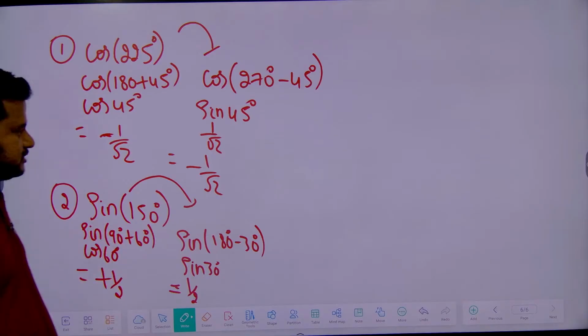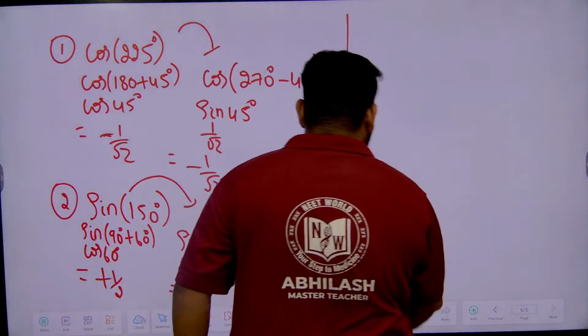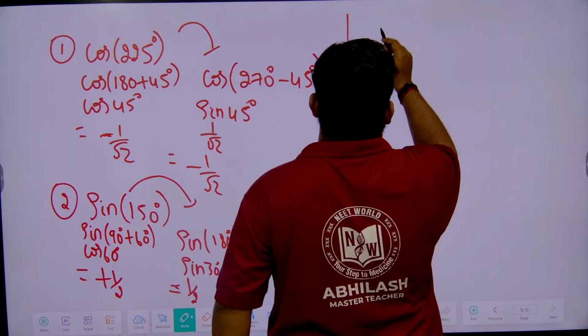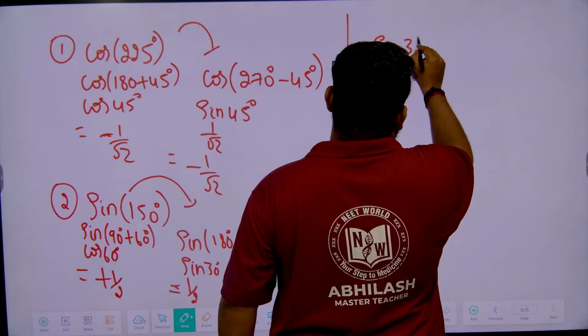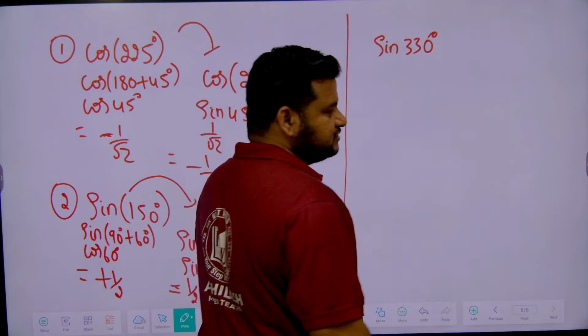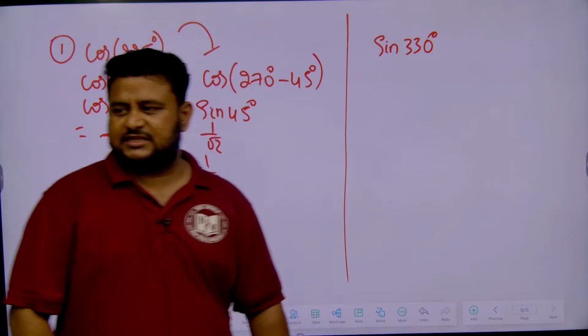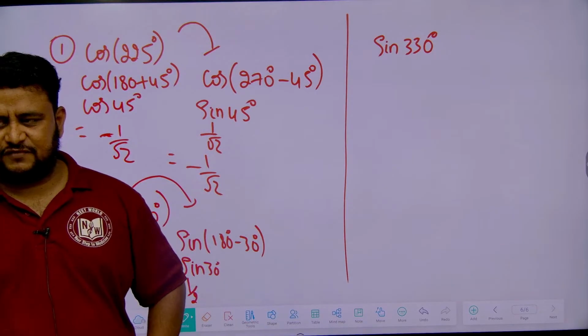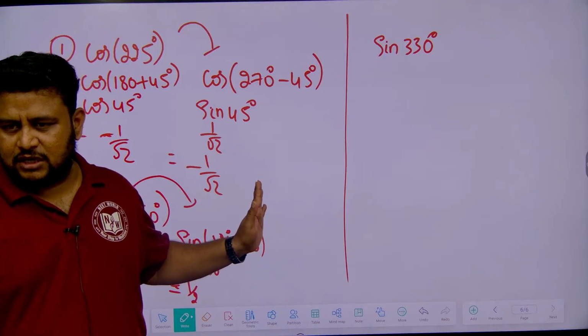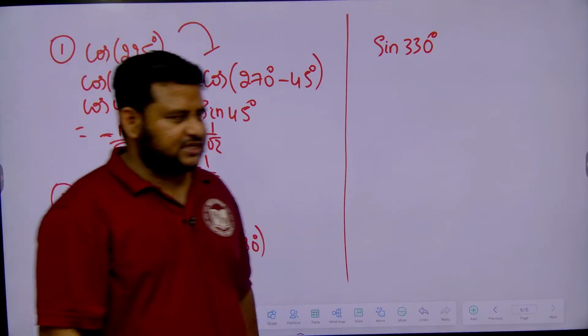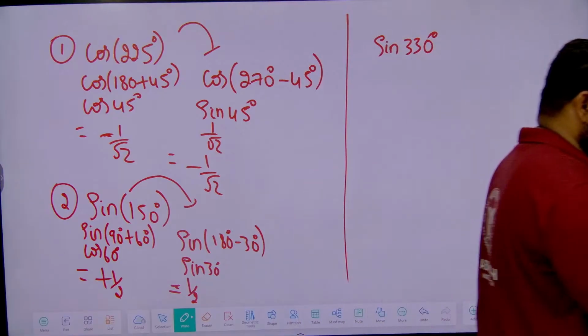Okay. Now let us take up some more questions. I want you to find out sin 330 degree. Try by yourself, all of you. Sin 330 degree. Find out all of you by yourself. Are you understanding what I am telling? You don't have to buy out the formulas.